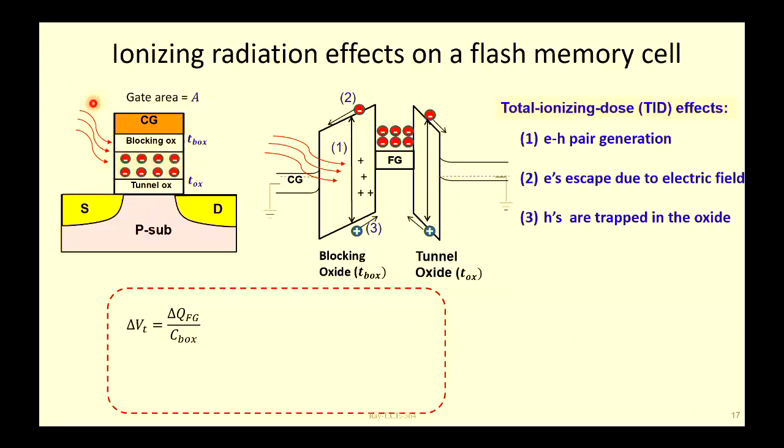A radiation particle coming through will cause a threshold voltage shift. The shift will be given by how many holes are trapped in the blocking oxide, which is pretty thick, around 16 to 18 nanometers. The tunnel oxide is also quite thick, 8 to 10 nanometers. Because of those thick oxides, the radiation sensitivity is also large.